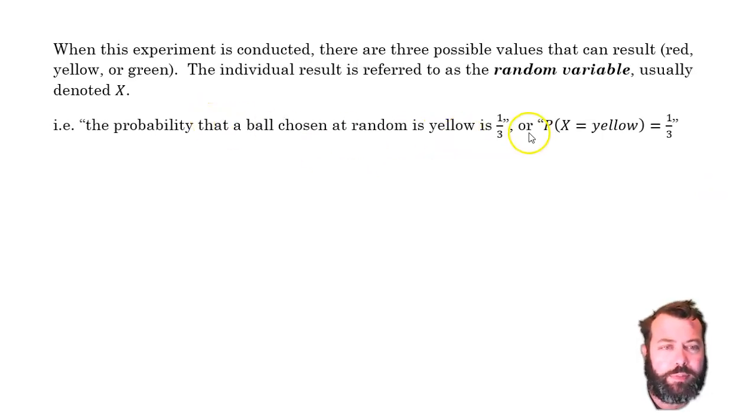We write it like this. This is the notation we use. The probability that our random variable is yellow is equal to 1/3. That's what we got previously.